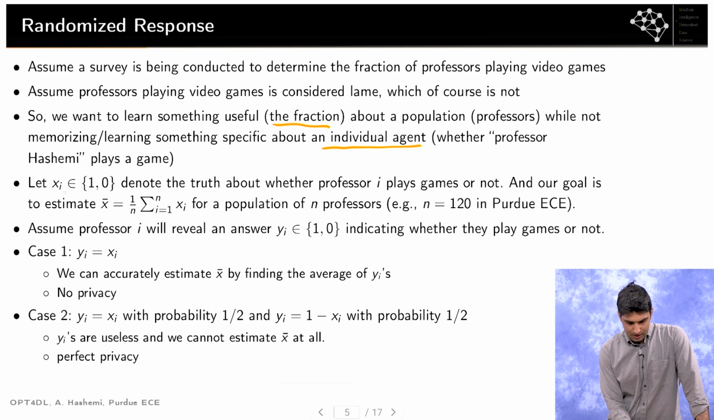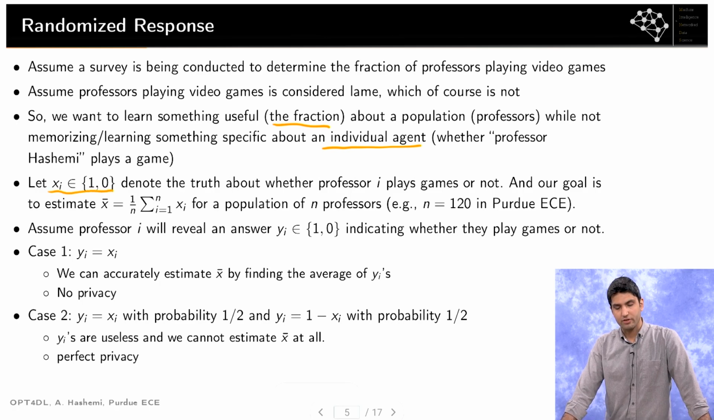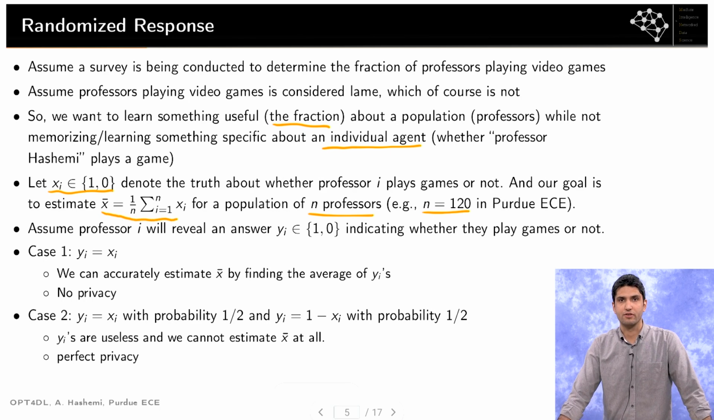Okay. To that end, let xi denote the truth about whether Professor i is playing games or not. And in this case, xi is a binary variable. 1 means that they are playing video games, 0 means that they don't play video games. Okay, and because we want to learn the fraction of professors playing video games, let's assume that we have a population of n professors. For instance, at Purdue, in our department n is roughly 120. So our goal is to learn x bar, where x bar is the average of these xi's.